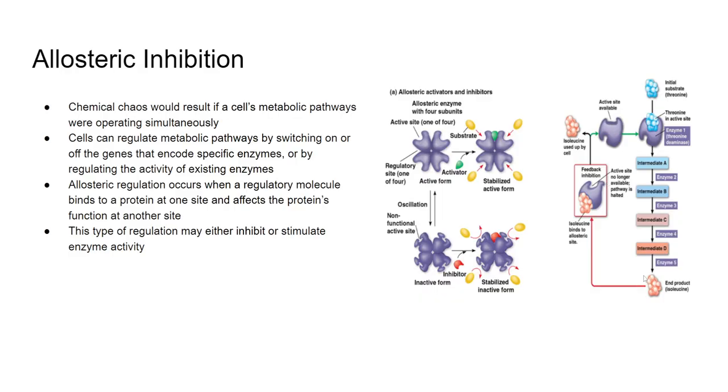And so now that the active site has changed, threonine can no longer bind to the active site and continue to make isoleucine. And so once isoleucine is all used up by the cell, the isoleucine will unbind from this enzyme, it will unbind from the regulatory site. The active site is now available, and threonine can now bind to the enzyme and repeat the production of isoleucine because the body recognizes that there's not enough isoleucine in the body. And so this is an example of allosteric inhibition.